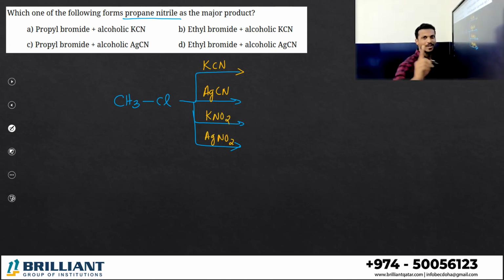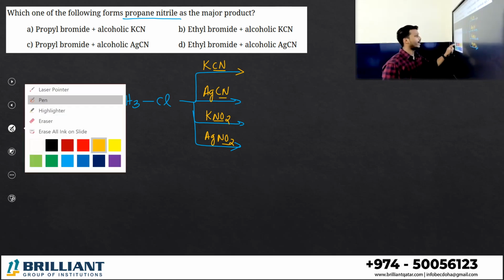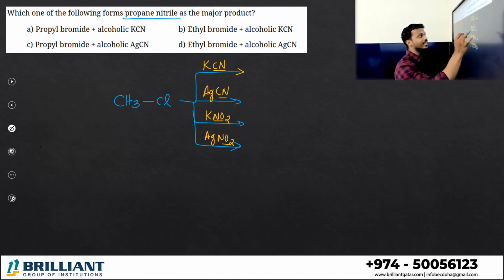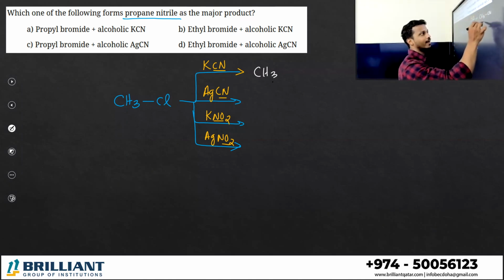You know, different products are getting, right? Why? Because CN is an ambident nucleophile, NO2 is an ambident nucleophile. Both nitrogen and oxygen, or carbon and nitrogen, can make a connection with the carbon atom. So what is your product? If you treat it with KCN, you will get CH3CN, cyanide.